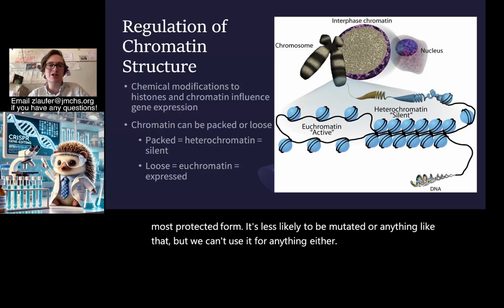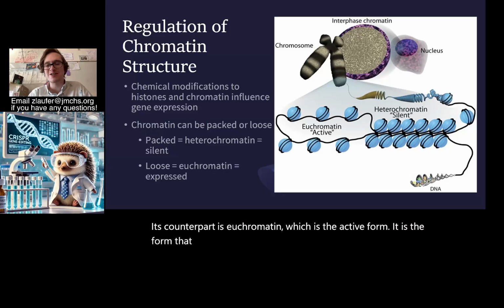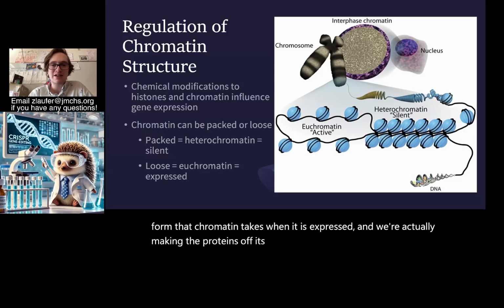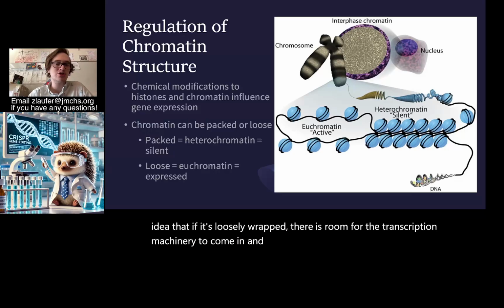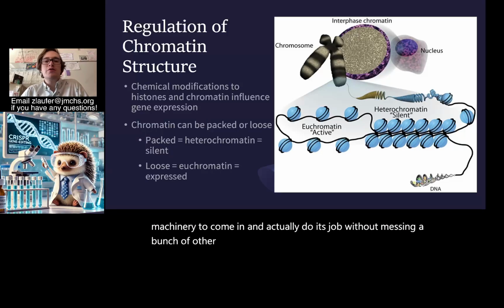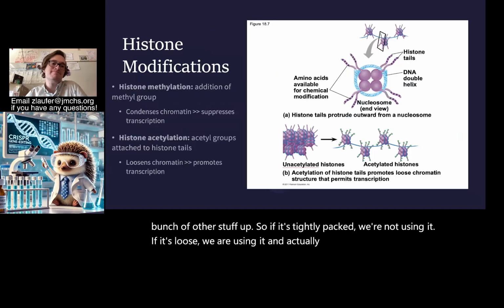Its counterpart is euchromatin, which is the active form. It is the form that chromatin takes when it is expressed and we're actually making the proteins off its genes. And again, it just comes to the idea that if it's loosely wrapped, there is room for the transcription machinery to come in and actually do its job without messing a bunch of other stuff up. So if it's tightly packed, we're not using it. If it's loose, we are using it and actually making the proteins.